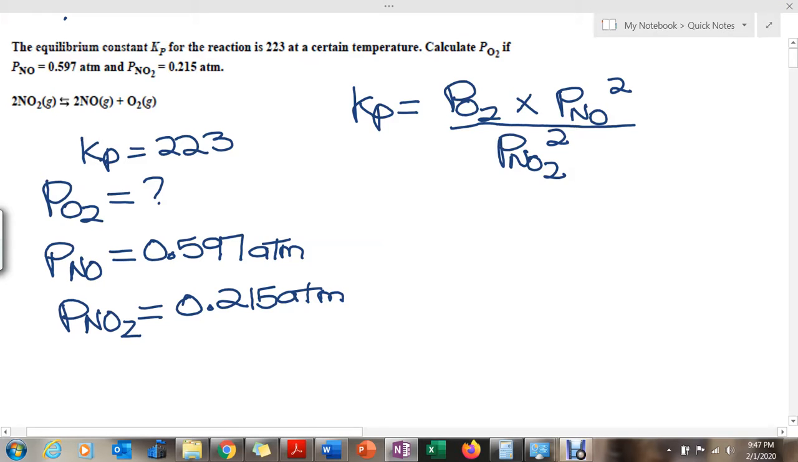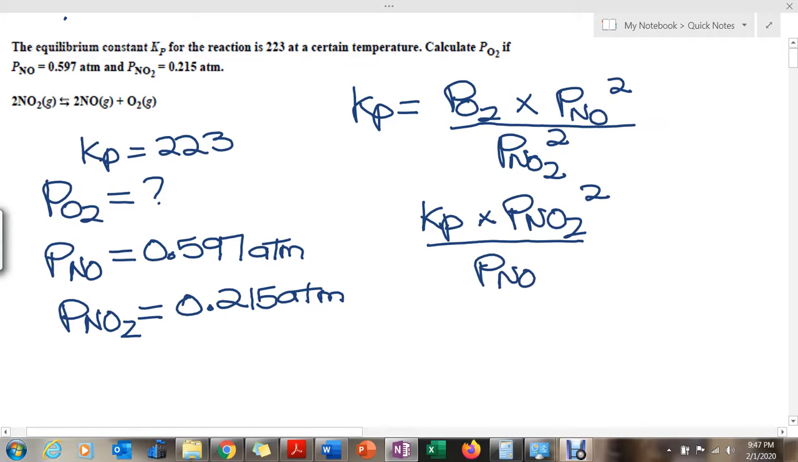So we got here, it's asking to calculate the PO2. So we take Kp, super easy, multiply by PNO2 to the square, and we divide it by, because what we want is the partial pressure of oxygen, PNO to the square. And that gives me the partial pressure of O2. So let's plug in the numbers.